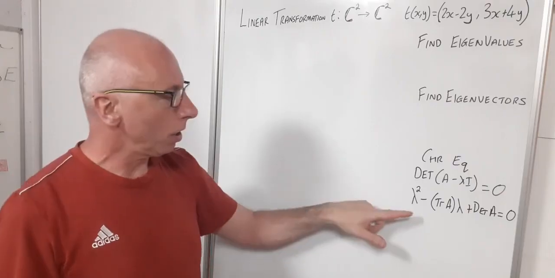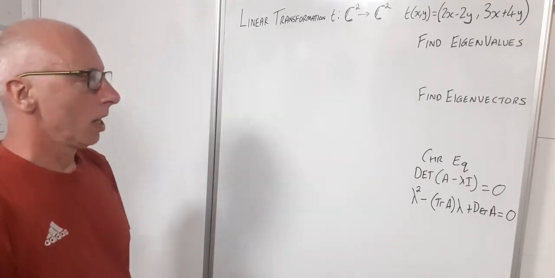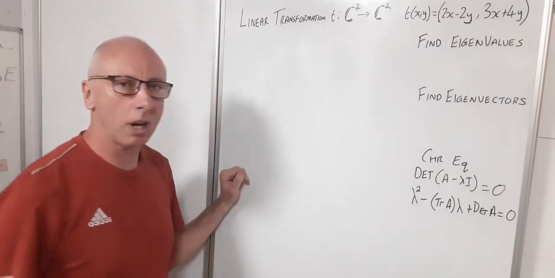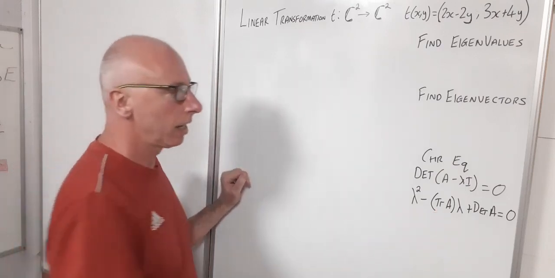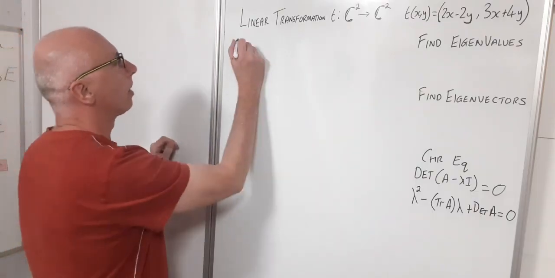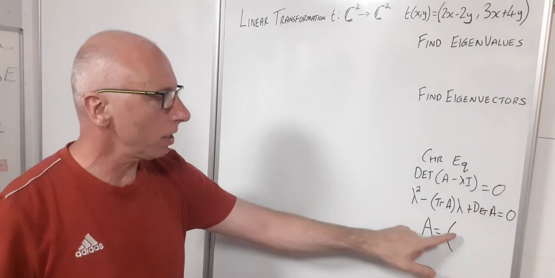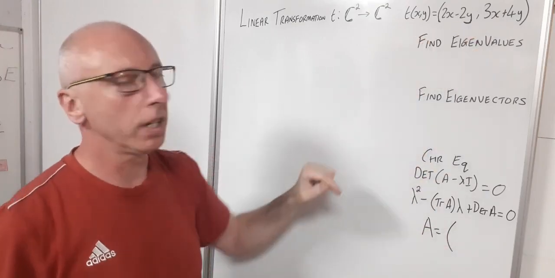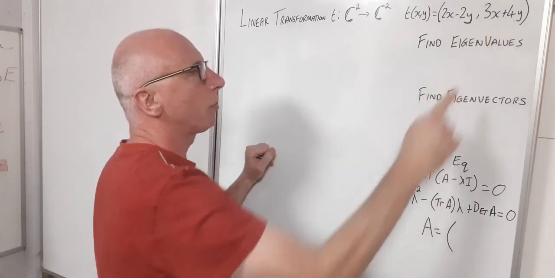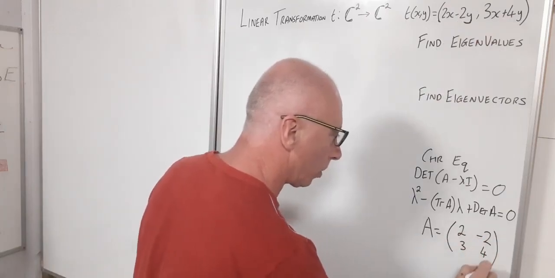If you check the link below, I'll show a video of how this yields the same as this in all cases. So first of all, let's go into this. The trace of A is just the sum of the diagonals of the matrix A, and the determinant is just the determinant of A. So first of all, let's set out what A is. We set this up from left to right, the coefficients of our linear transformation. So we've got 2 and minus 2 in the top, and 3 and plus 4 in the bottom.